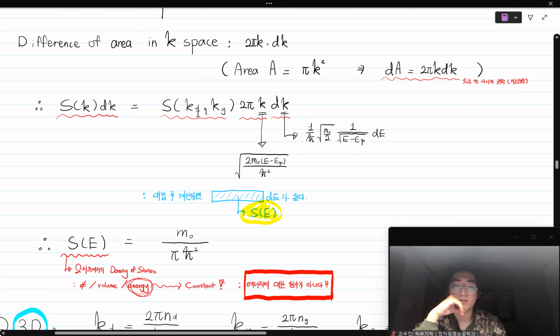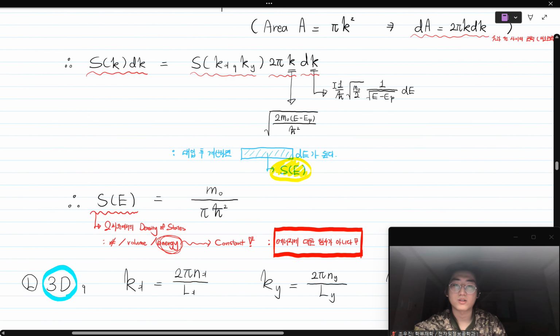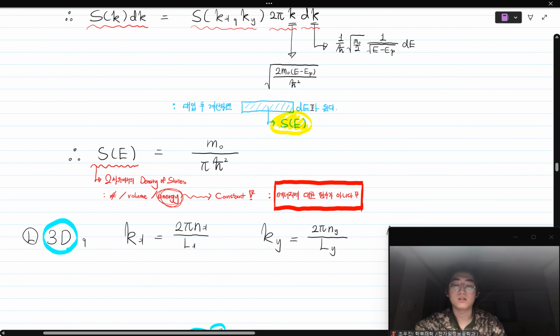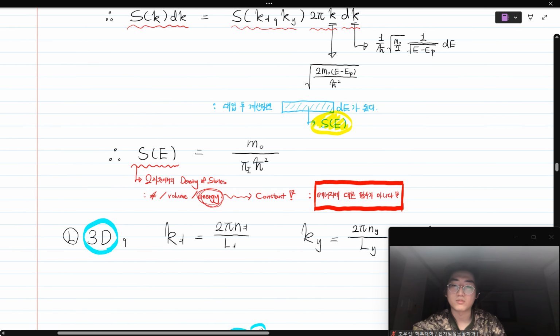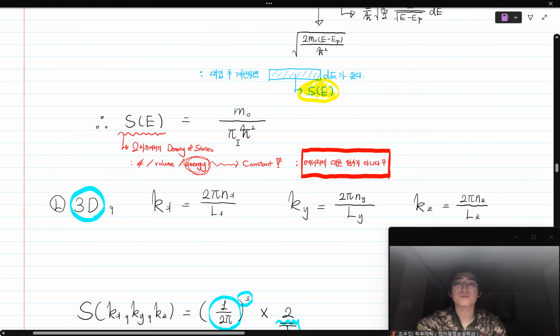SKDX can let expression like this one, and we know that this K is this one, and this DK and this K is this equation. So we put this in this equation, and we can get some SEDE, and we can finally get density of states in second dimension by this one. But in this one, the energy is of some constant, so this is not a function of energy.